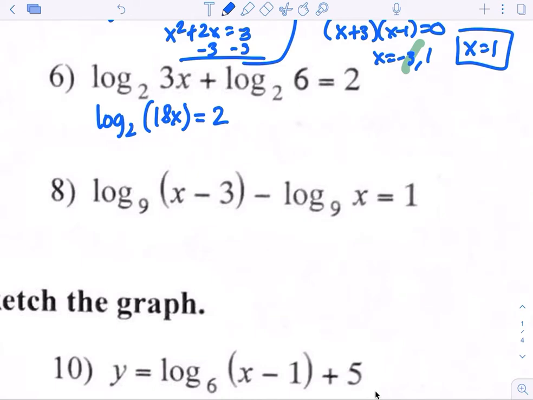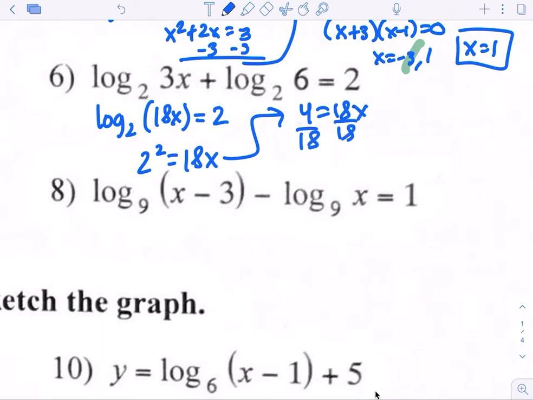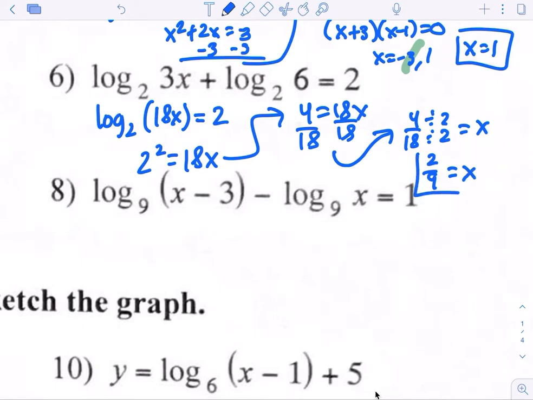2 to the second power is equal to 18x. 4 is equal to 18x. Divide both sides by 18. So 4 over 18, you guys. 2 could go into both. So 2 over 9 is equal to x. And if you plug that in, that looks to be good.